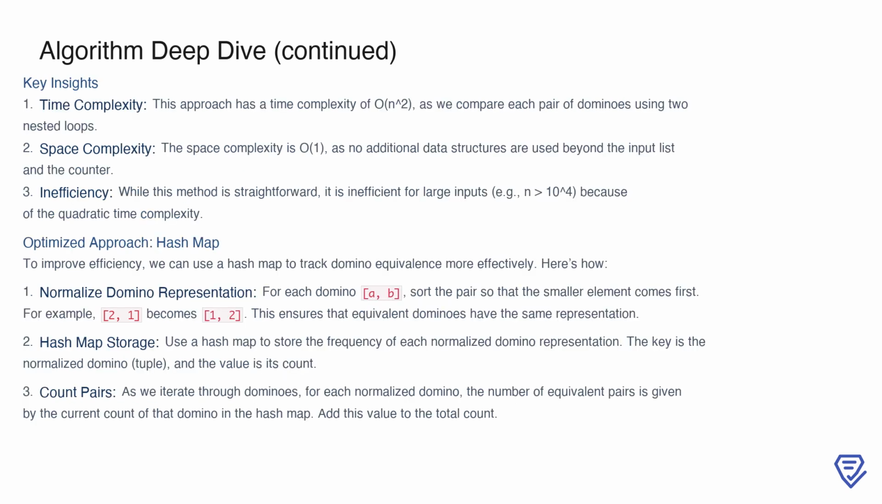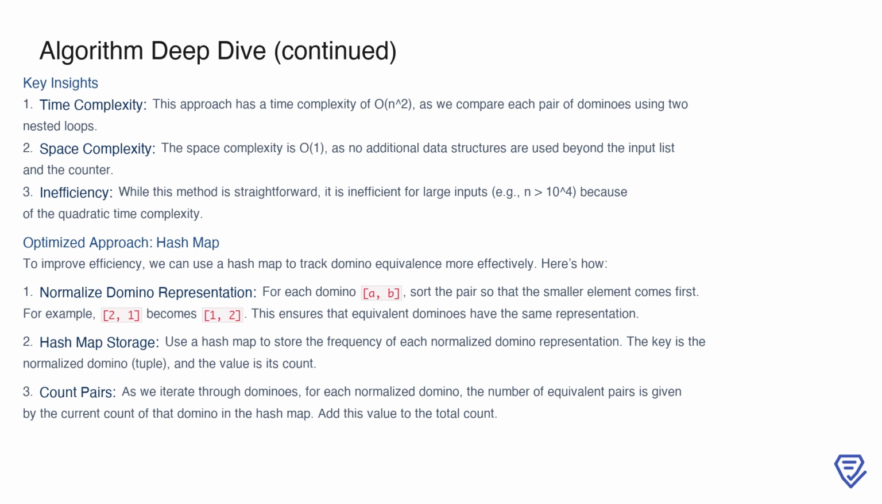This brute force approach has a time complexity of O(n²), because we use two nested loops to compare all pairs of dominoes. While simple to implement, this quadratic complexity becomes inefficient for larger input sizes, such as when the number of dominoes exceeds 10,000. On the other hand, the space complexity is O(1), as no additional data structures are used beyond the input list and the counter variable.